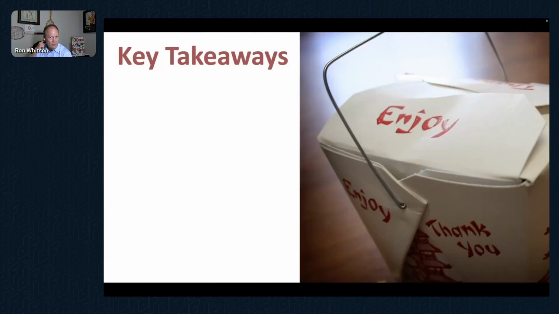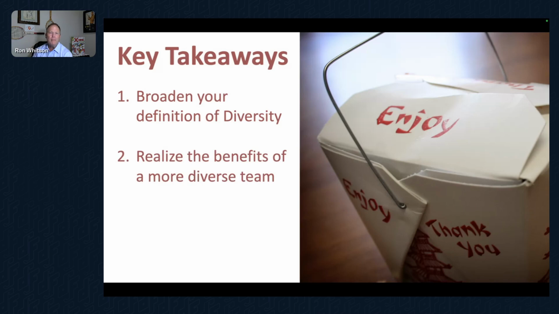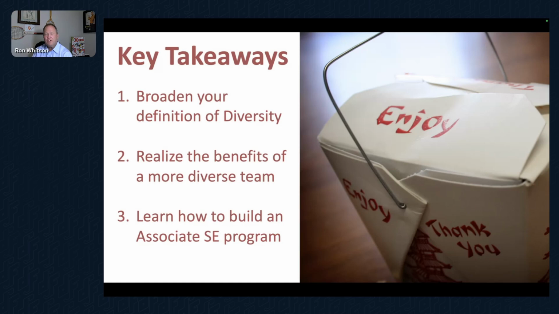Now, I always like to package up your takeaways, so I've got 3 main takeaways for this session I'd like you to walk away with. The first is this idea of broadening our definition of diversity and not locking into the things that we always talk about. The second one is to realize the benefits of having more diversity on your team, and I'll talk about some of the real benefits that we've observed and experienced. And finally, in the last half of the session, I want to talk about some concrete steps that you can take for building out an associate SE program. This is how we've gained those benefits by building this program out over the last 4.5 years.